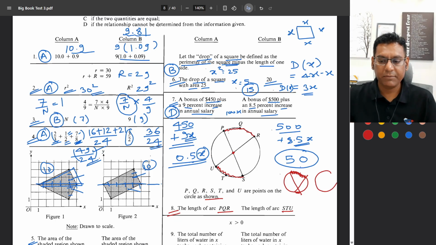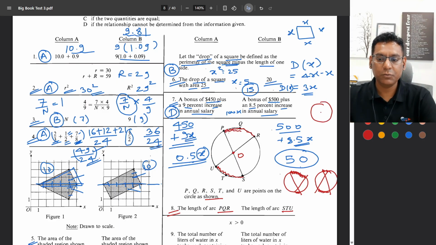Or I could also have it this way, where PQR is this small, and STU is this big number. They would be the same if this was the origin. I think that's the trick in this question. If this was the origin, which is not given, so we can't assume that this was the origin, they would be the same. For example, this is the circle, this is the origin.